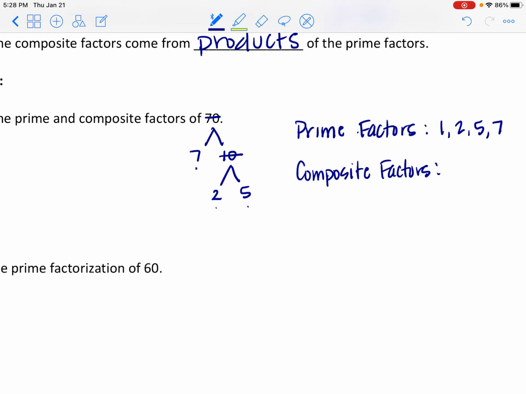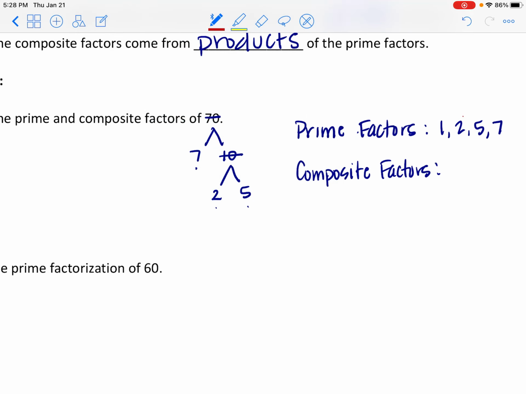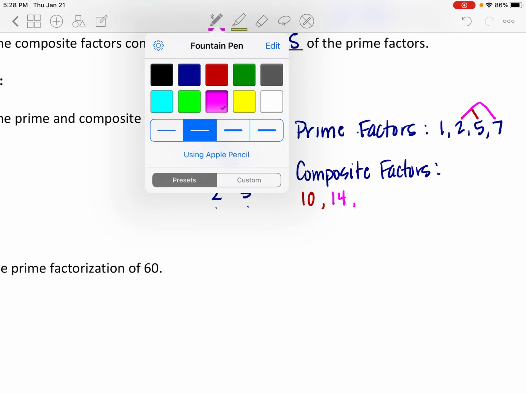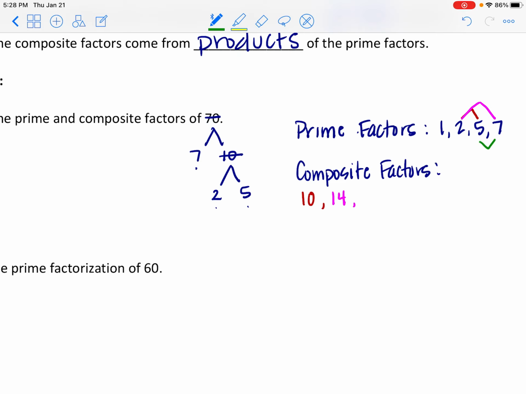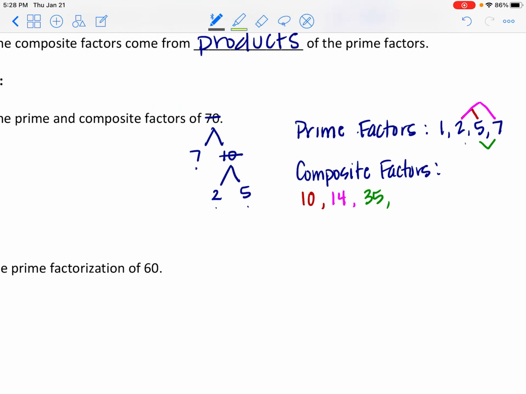they come from products of our prime factors. So for instance, if I was to multiply the prime factors 2 and 5, that makes 10, then 10 is going to be one of my composite factors. Or if I was to multiply the pair of numbers 2 and 7, I get 14. 14 is another one of my composite factors. Or if I was to multiply the pair of numbers 5 and 7, then I get 35. 35 is another one of my composite factors. Or if I was to take the whole group, multiply the 2 and the 5 and the 7, I get back to the 70, and again, every number is going to be divisible by itself.